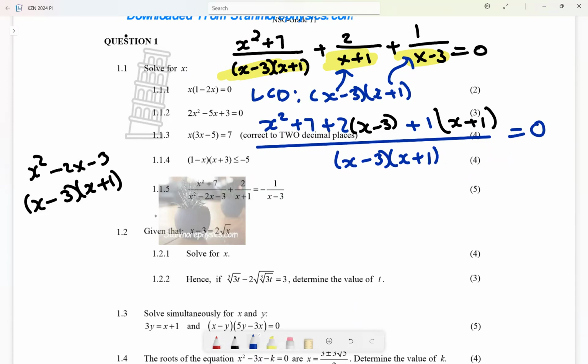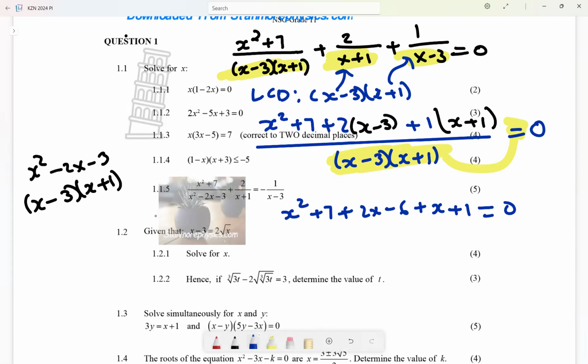So I can say this is x squared plus 7 plus, can you see 2 multiplied by x? It is 2x. 2 multiplied by negative 3, it is negative 6x, plus 1 multiplied by x, it is x. 1 multiplied by 1, it is plus 1, it is equal to 0. Why? Because when I multiply all of this part to the other side, it becomes 0. Then I can now do my mathematics.